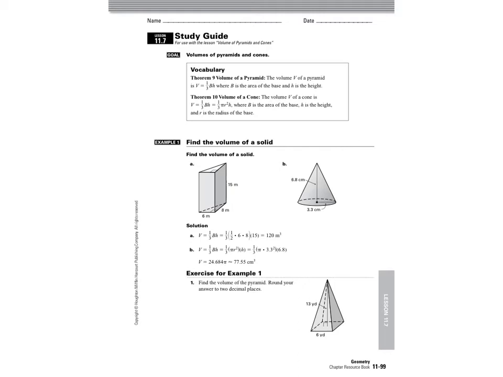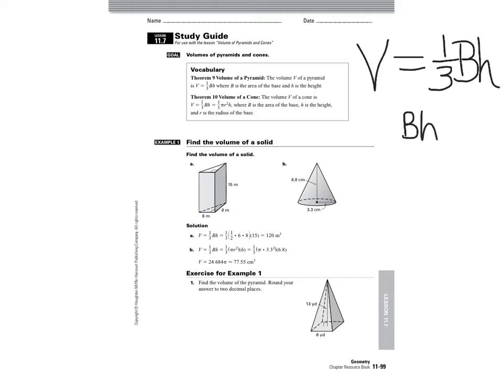Okay, so here, this is now the pyramids and the cones. And in 11.7, the general formula for pyramids and cones is the same thing as the prisms, but we're going to add in front of that 1/3 of that product. Remember, you could also find the area of the base times the height, and then at the end divide your answer by 3. So again, be able to calculate volume for pyramids and cones.